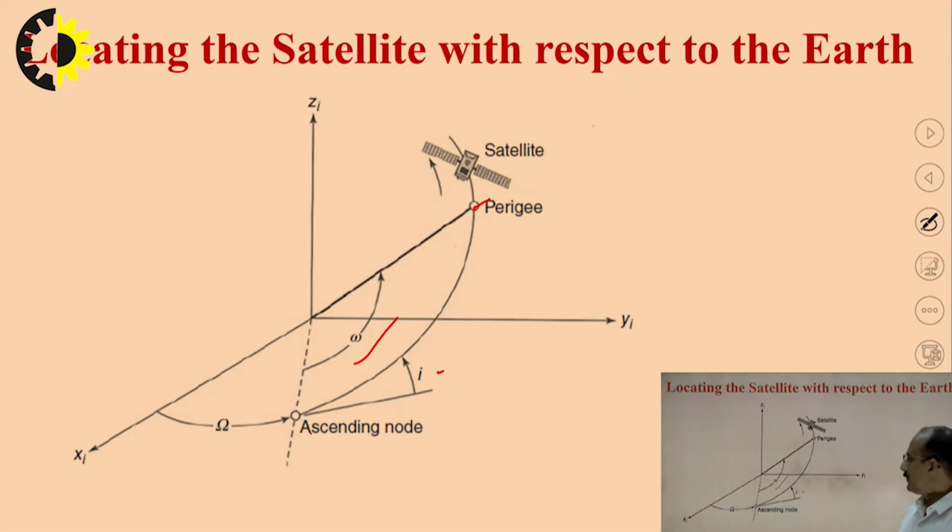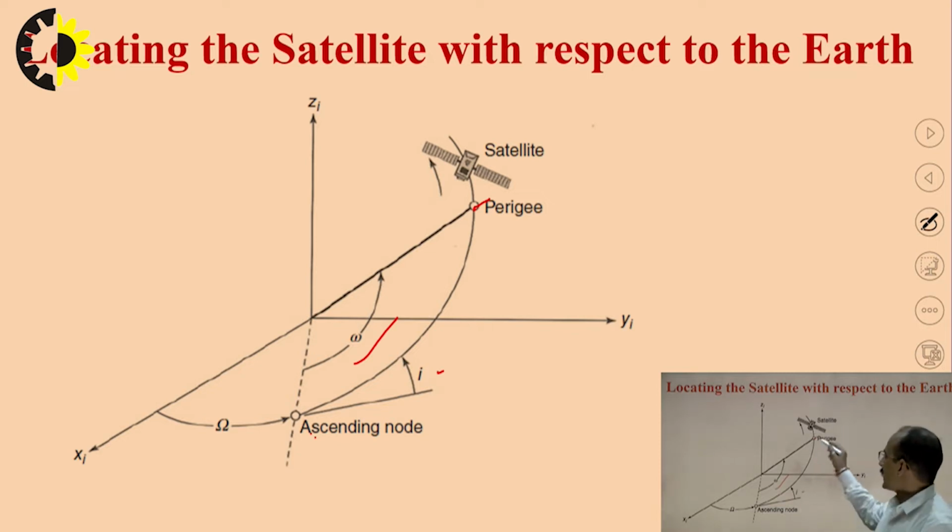When we describe the ascending node and descending node: when the satellite moves from north to south, that gives the ascending node. Similarly, the descending node is when it comes from south to north. Both are nodes, and the line connecting them is the line of nodes, which we will discuss later in this series.